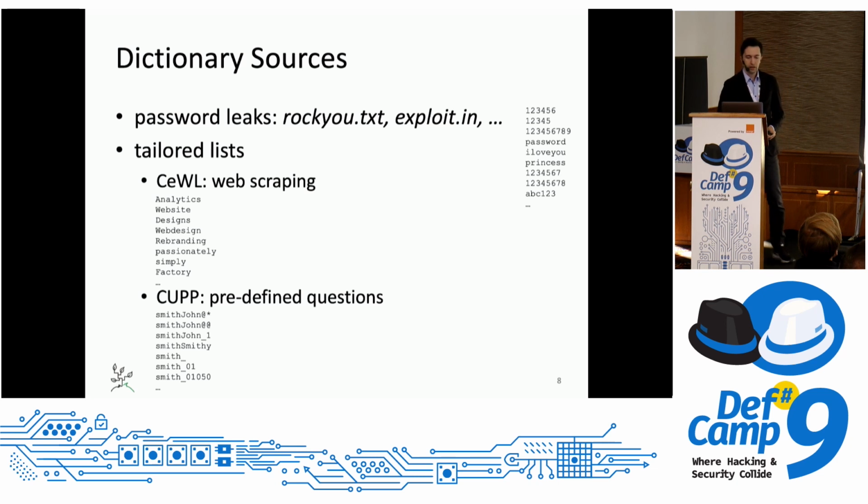CUP is basically asking you as an attacker predefined questions about the victim. So for instance, what's the name of its pet or the year of birth and so on. And then it creates combinations. But there is an inherent problem with this approach. The developer of this tool has to think of password creation schemes. And that's not very flexible because password creation schemes change all the time. And you always have to rely on the developer that those schemes are the ones that the victim will use.